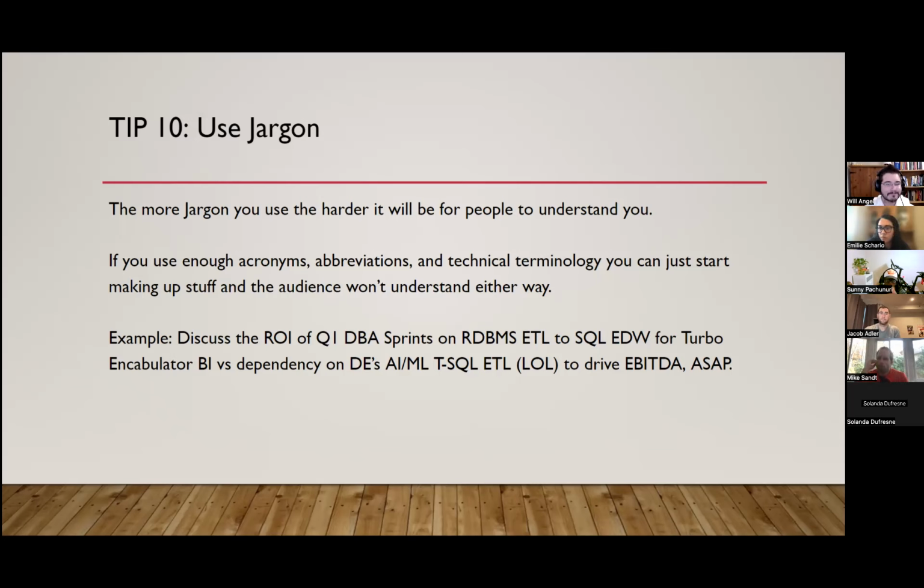Yeah. So what I'm hearing is, instead of focusing on the actual technical specifics of the subject that you're talking about, you want to frame it in terms of the levers that the executive cares about pulling. Correct. Okay.